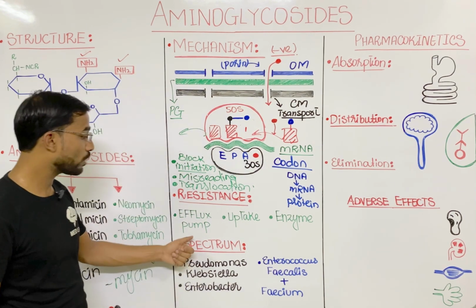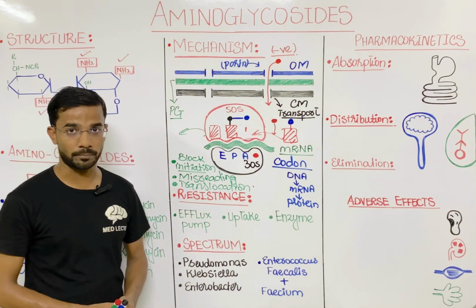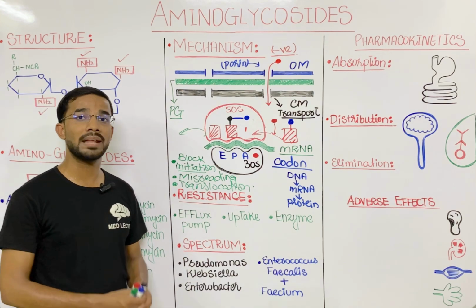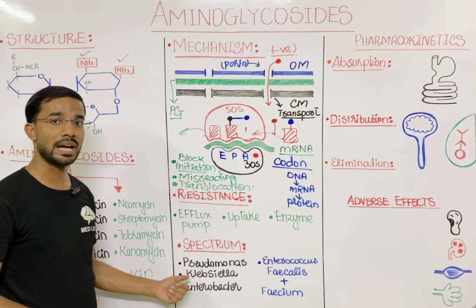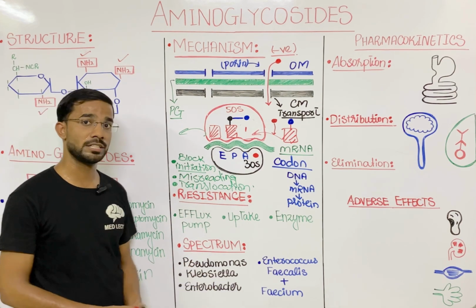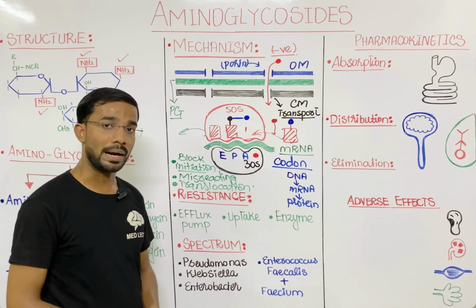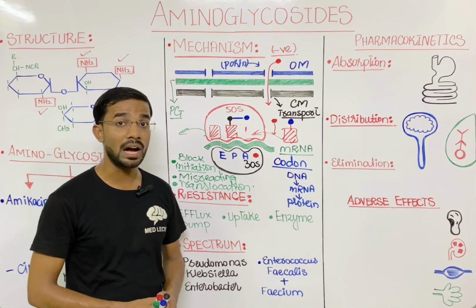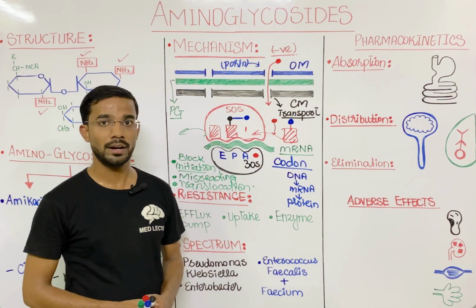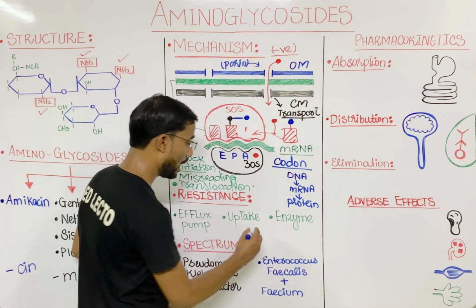Okay. If we look at the antimicrobial spectrum, it is actually used for the gram-negative and aerobic bacteria like Pseudomonas aeruginosa, Klebsiella pneumoniae, Enterobacter species, and E. coli. But aminoglycoside can be used for gram-positive bacteria along with beta-lactam drugs like penicillin.